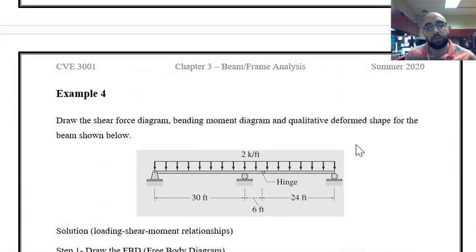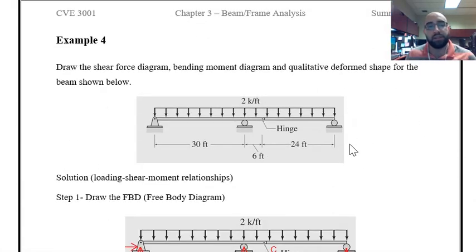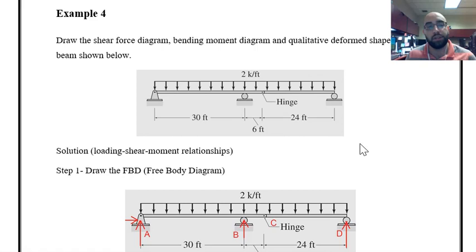So let's move to the fourth example and see what is the situation for this beam over here. This one is carrying a uniformly distributed load. We have 3 supports and also 1 hinge over there. I'm going to use the relationships between loading, shear force, and bending moment to obtain the results of this problem. So the steps are the same.